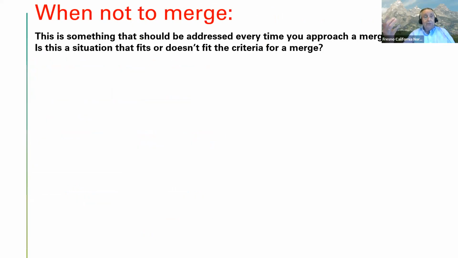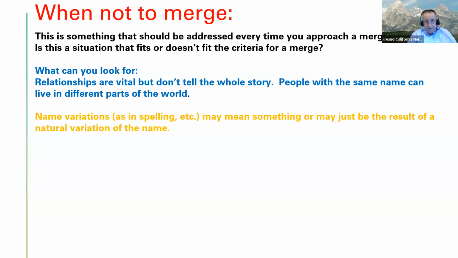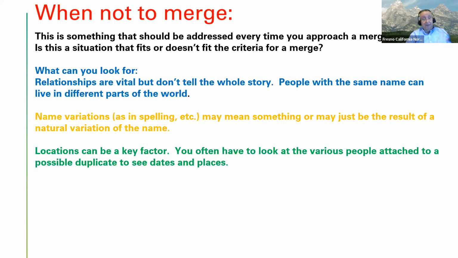Okay, when not to merge. Every time you approach a merge, should I do it or not? In other words, does this situation fit or doesn't it fit the criteria for a merge? Remember, those relationships are vital, but they don't always tell the whole story. People with the same name can live in different parts of the world. Name variations may mean something, or they just might be a natural variation of the name.